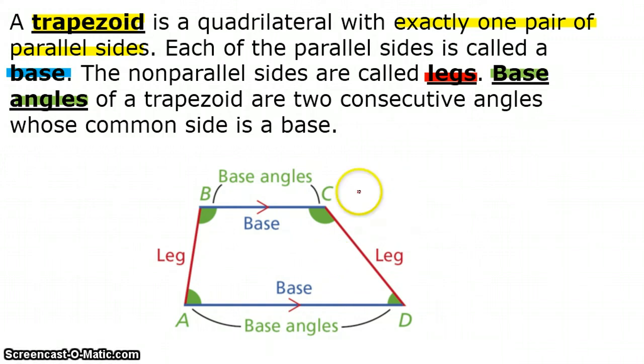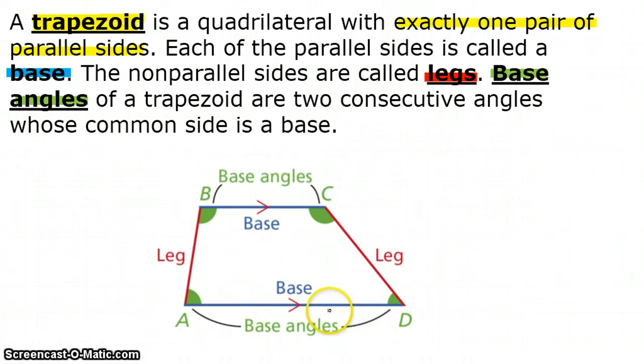We call those sides the bases, and so we have two of them. So we have base 1 here and base 2 here. The non-parallel sides will be called our legs, and the base angles of the trapezoid, as you see, we have B and C are base angles here, and down here we have angles A and D.